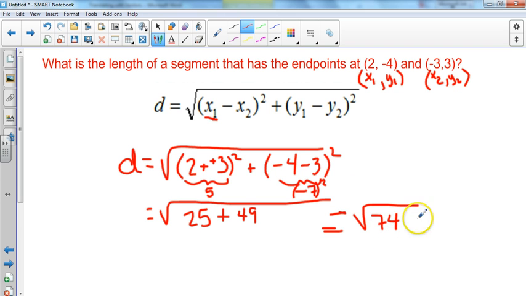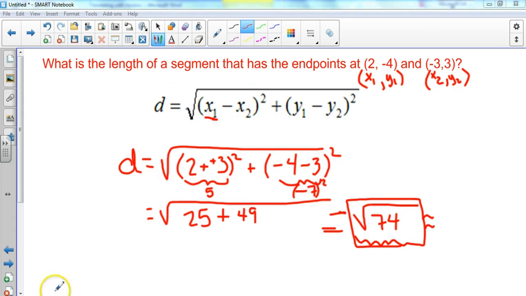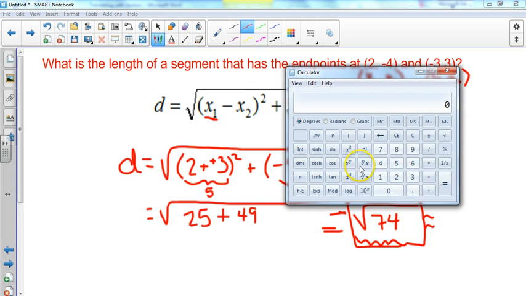74 is not a perfect square, so this will be an approximation, a decimal. And if we wanted to find out what it is, this is exact, by the way. So if I ask for an exact answer, you give the square root. But if we want to know about what that is, we grab our calculator. Okay, I'm going to grab this calculator, and we're just going to take the square root of 74. So square root is right here. So it looks like about 8.6.